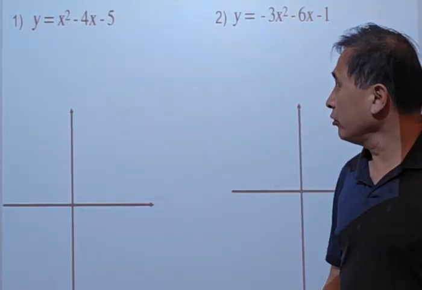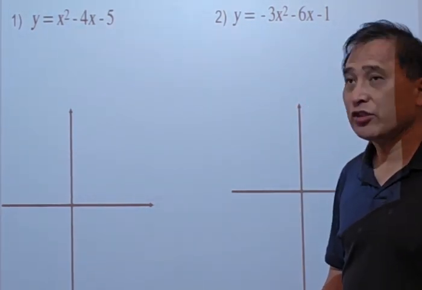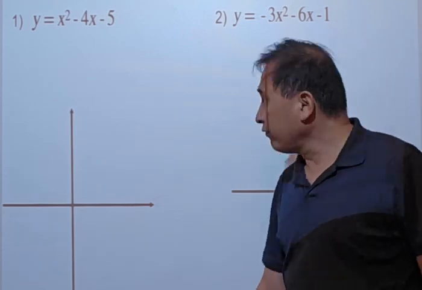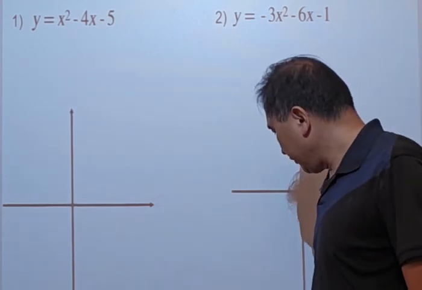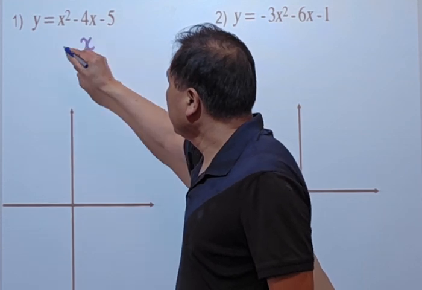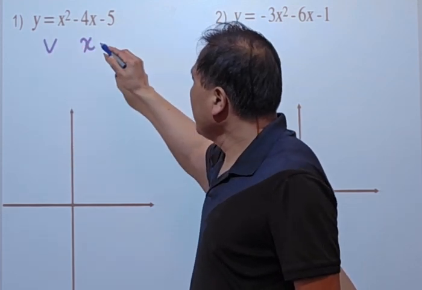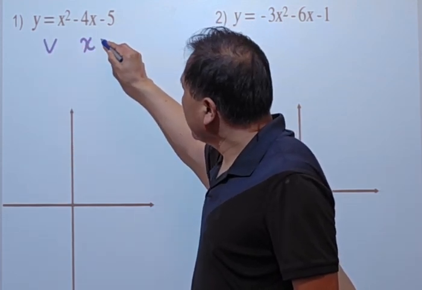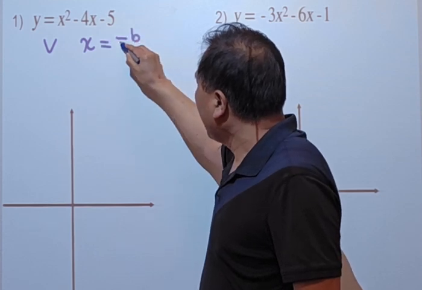Hi, today we are going to learn how to draw the quadratic function. In order to do that, you're going to find the vertex first. So let's find the vertex on this. Vertex x value, which is x of symmetry, is negative b over 2a.